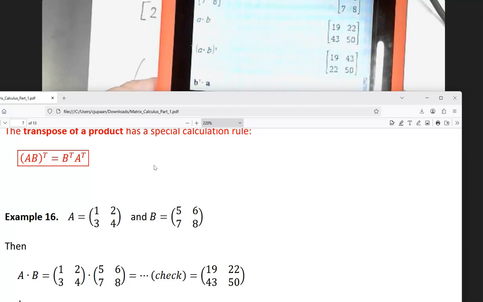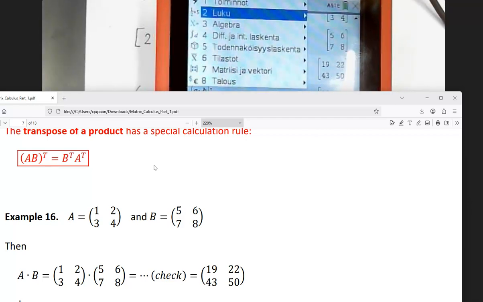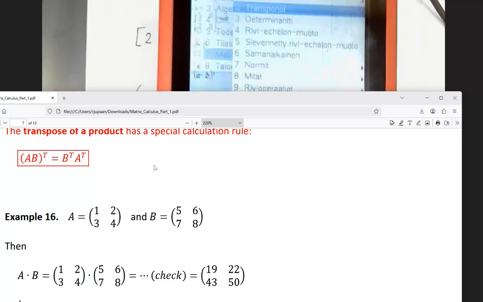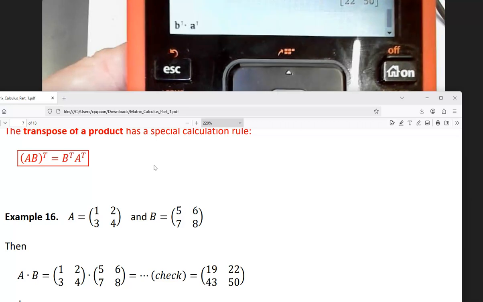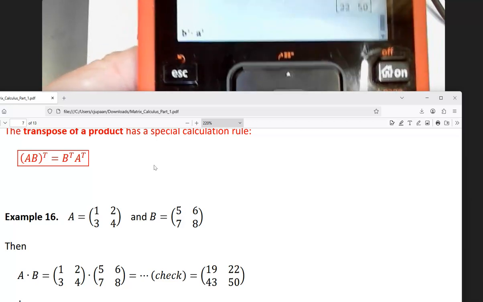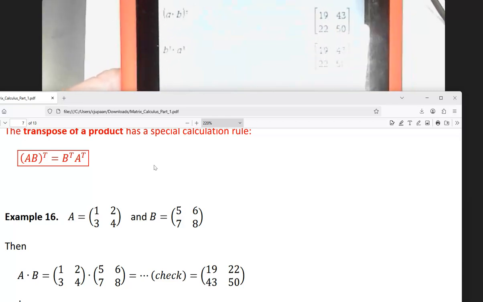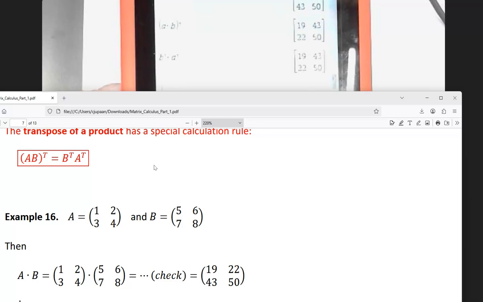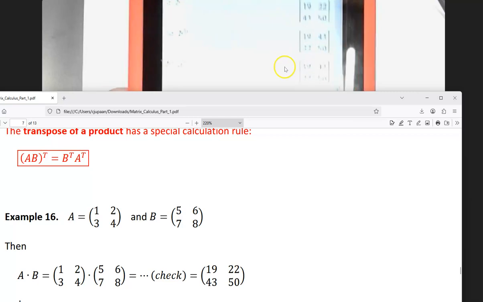I have a feeling that I can do this more simply with this calculator, but I don't want to try to learn it right now. I will just take them from that. Like this, B transpose times A transpose, and if I press enter, you can see that I got the same result as I got from the first version. The transpose of A B is the same as B transpose A transpose.